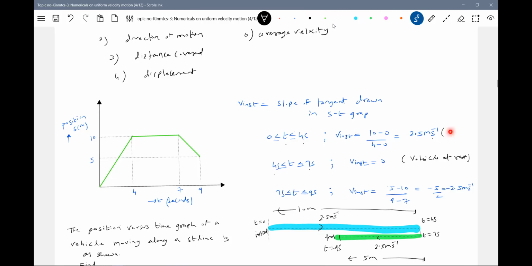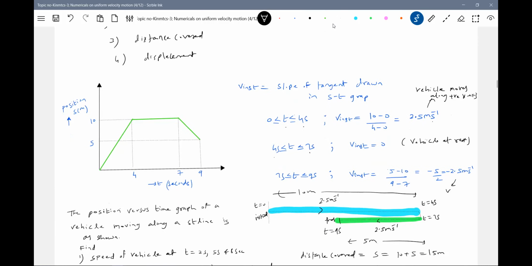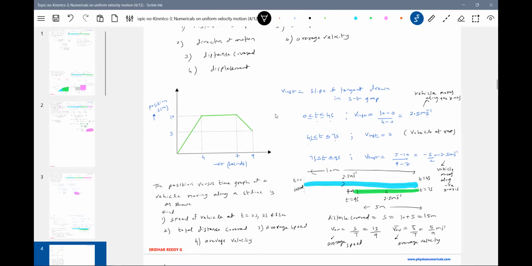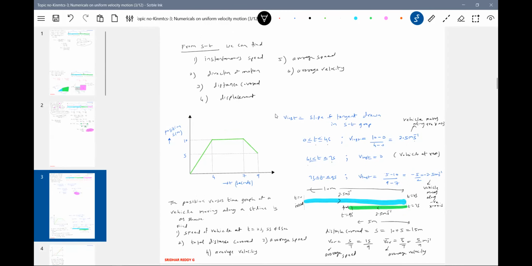Now, the vehicle moves along the positive x-axis. What about here? Negative sign. The vehicle moves along the negative x-axis. It will change its direction of motion. So all this information is readily available in this ST graph. It's very, very good, a lot of information. Just from the mere graph, you can see how many things we are exploring. Able to analyze?